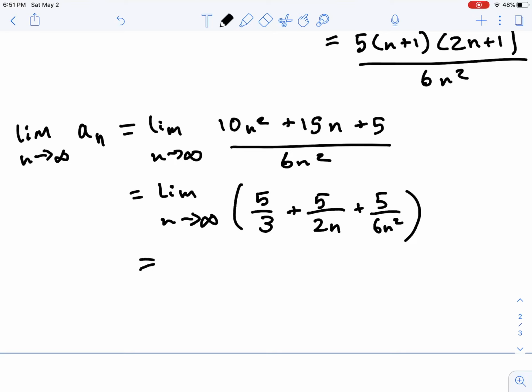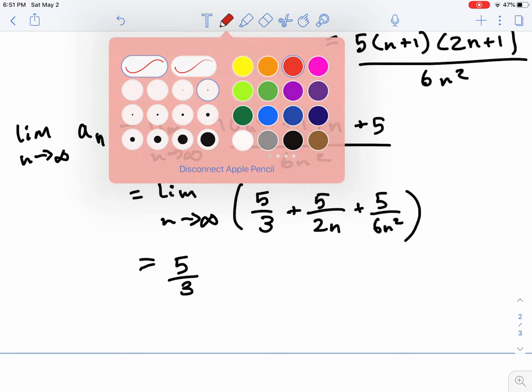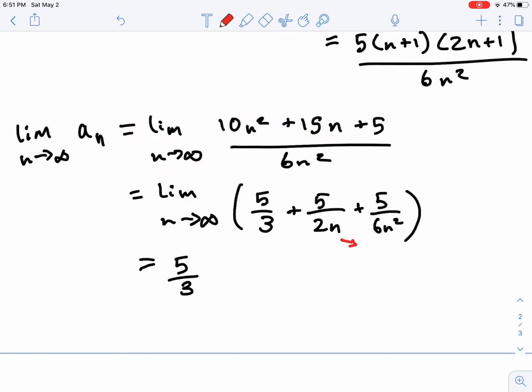All right, so now we can just find the limit of each one of these terms. Well, the limit of 5/3 as n approaches infinity is still going to be 5/3. And for these, think about what's going to happen with these terms. That's going to approach 0. That's going to approach 0. And so the limit of this particular function is 5/3.